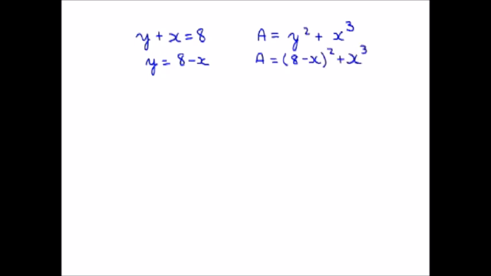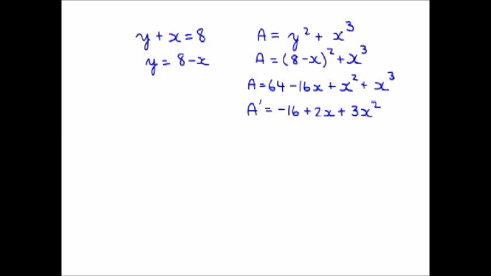In the next line, all I've done is merely expanded that using my distributive property, and I get that A is equal to 64 minus 16x plus x squared plus x cubed. I'm now going to take the derivative of this with respect to x. So A prime is equal to negative 16 plus 2x plus 3x squared.